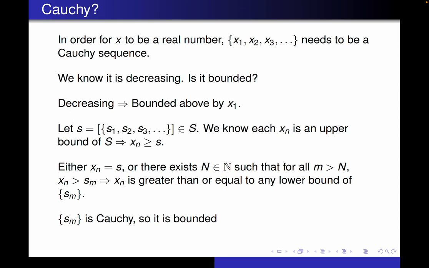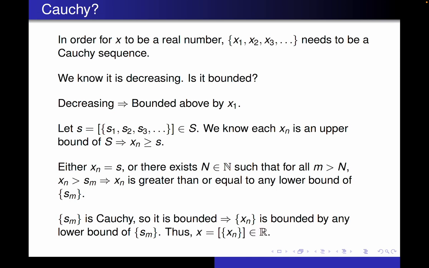However, we do know that the sequence sm is Cauchy, which means that it's bounded above, but more importantly to us, bounded below. That means if you take any number that's a lower bound for sm, which there are plenty of, the xn is bigger than it for each n, and that means the sequence xn is going to be bounded by any of those lower bounds. So we know xn is bounded below, it's decreasing, it's a Cauchy sequence. That means our number x, which is represented by the sequence xn, is a real number.